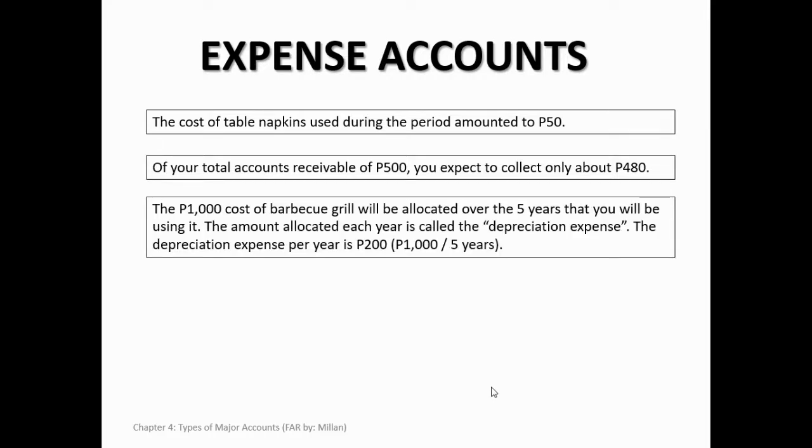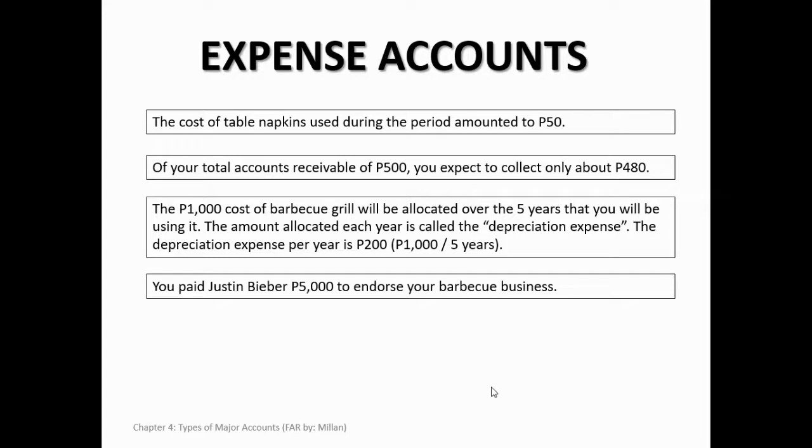Next, the 1,000 cost of barbecue grill will be allocated over the 5 years that you will be using it. So the amount allocated each year is called the depreciation expense. The depreciation expense per year is 200 or 1,000 divided by 5 years.